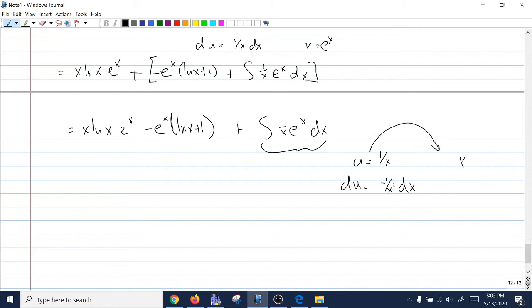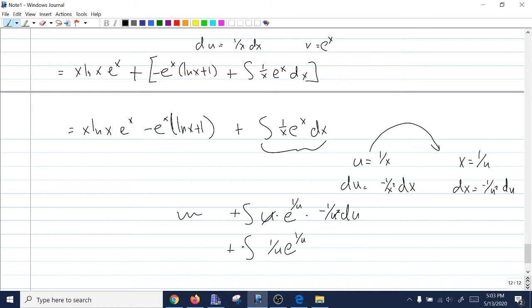It might be nicer to write x equals 1 over u. So dx is negative 1 over u squared du. What does this become? Now this is the integral of 1 over x becomes u, x becomes 1 over u, and dx is negative 1 over u squared du. One of these u's cancels. I get the integral of 1 over u e to the 1 over u. Ooh, with a negative sign.